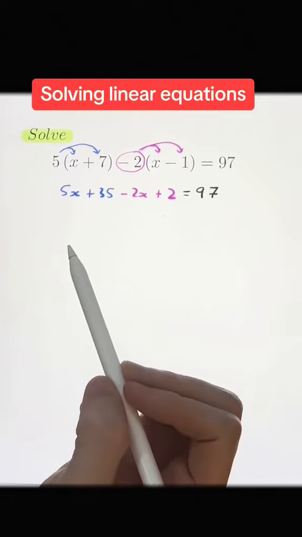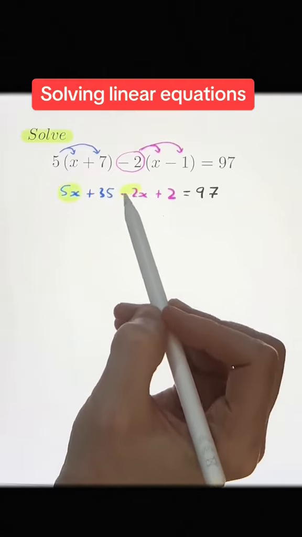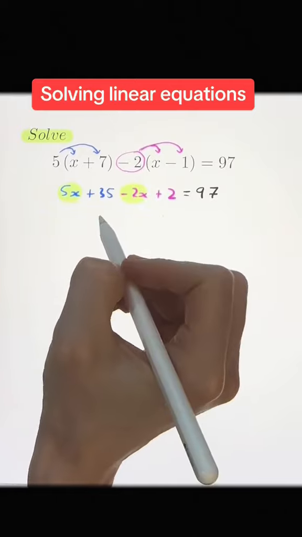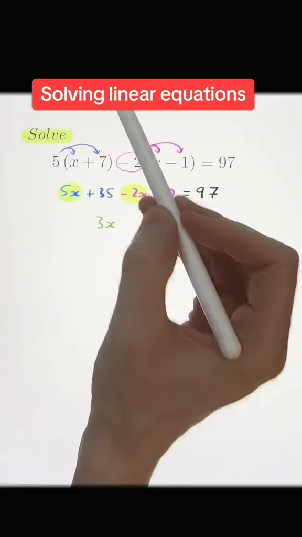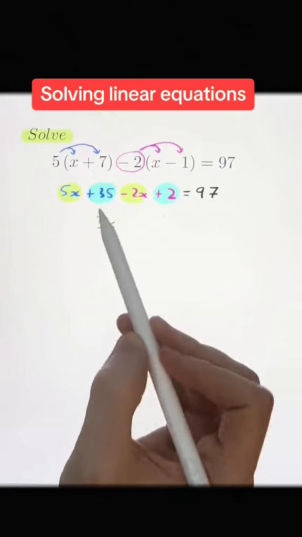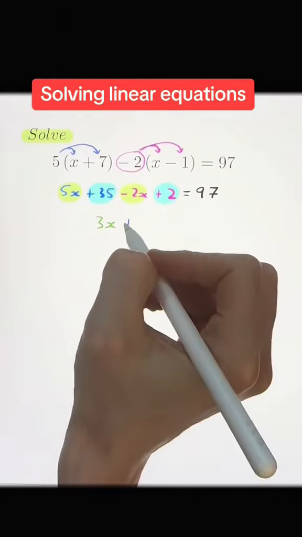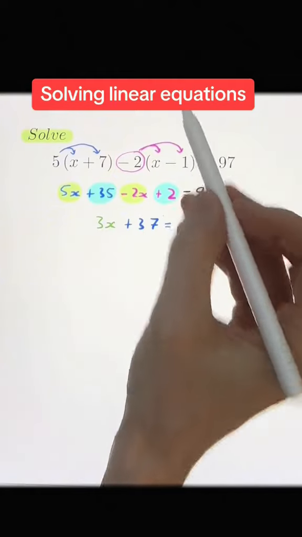Collecting like terms on the left-hand side of my equation, here I've got 5 lots of x, subtract 2 lots of x, which will simplify to give us positive 3 lots of x. Collecting my number terms on the left-hand side, in this case I've got positive 35, add 2. Well, 35 add 2, that will simplify to give us positive 37. And on the right-hand side, my equation is still equal to 97.